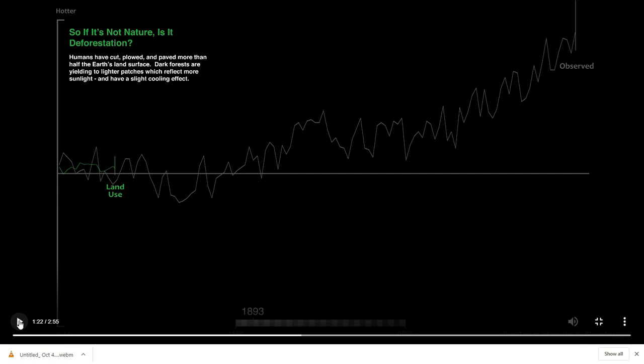So we're seeing more light because the trees are younger. So we would expect increased albedo to cool things down. So the green graph is land use, and let's see what happens. Not really a good explanation, is it?